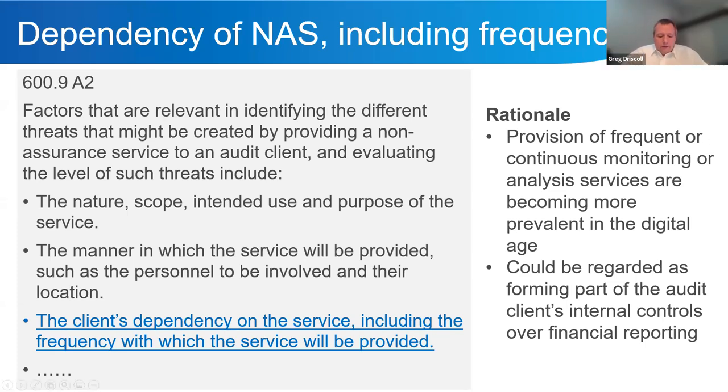So let's get into some of the other proposed revisions to the independence standards in the technology exposure draft and start with this one. 600.9A2, and the revision here is a new factor added to the list of factors relevant in identifying threats created by a non-assurance service, or NAS. If I slip into referring to NAS, I'm referring to non-assurance service. In that list of factors in 600.9A2, you see the marked change here on the slide: the additional factor, the client's dependency on the service, including the frequency with which the service will be provided.